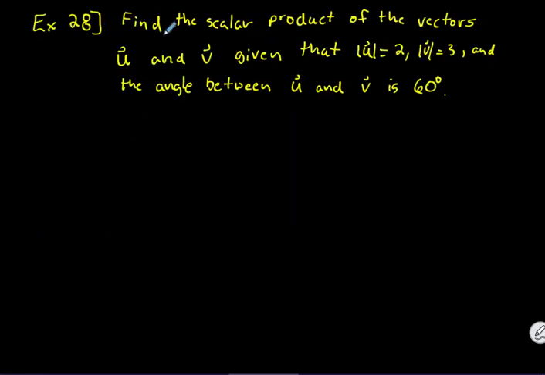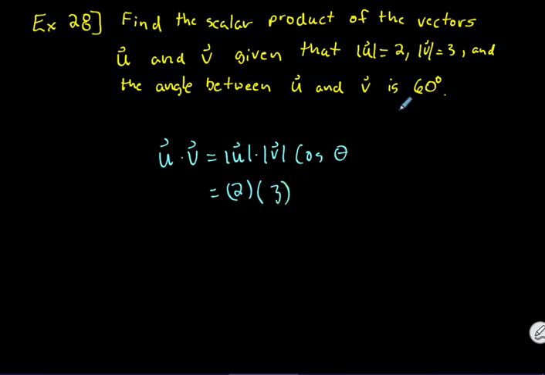The first one says find the scalar product of the vectors u and v given that magnitude u is 2, magnitude v is 3, and the angle between u and v is 60 degrees. So first thing is, I know that u dot v, the dot product, is going to be equal to the magnitude u times the magnitude v times the cosine of the angle between them, right?